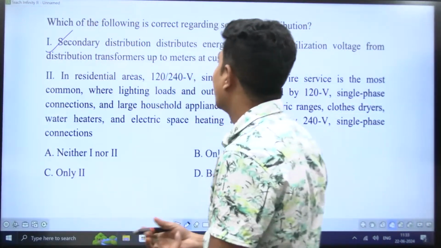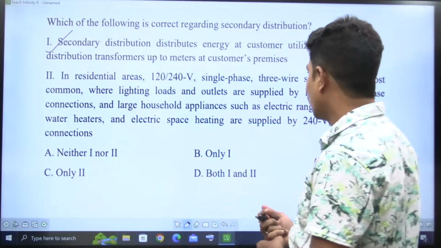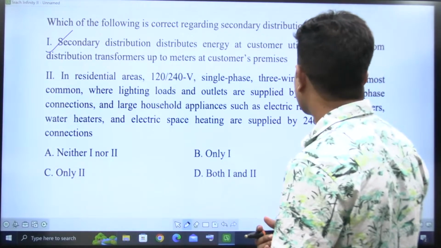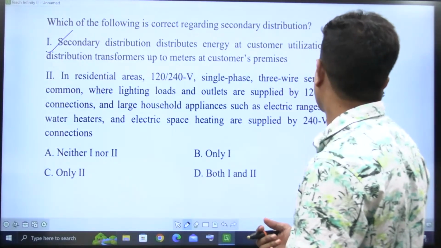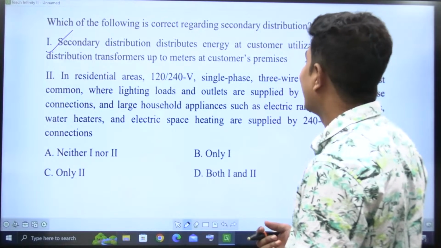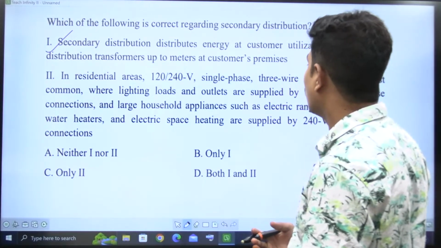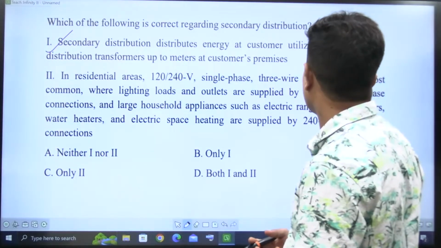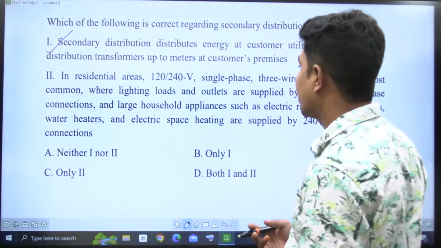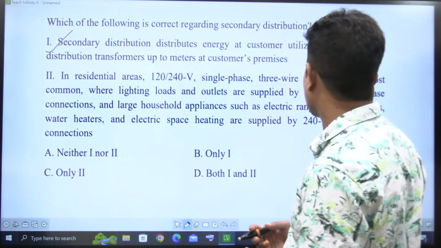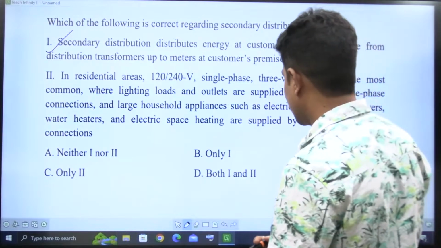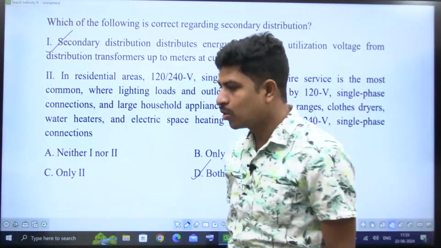Yes, it is correct. In residential areas, 120 by 240 volts single phase, three wire service is the most common, where lighting loads and outlets are supplied by 120 volts single phase connections, and large household appliances such as electric ranges, clothes dryers, water heaters, and electric space heating are supplied by 240 volts single phase connections. Both 1 and 2 are correct.